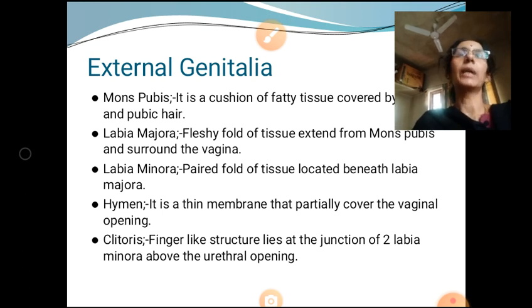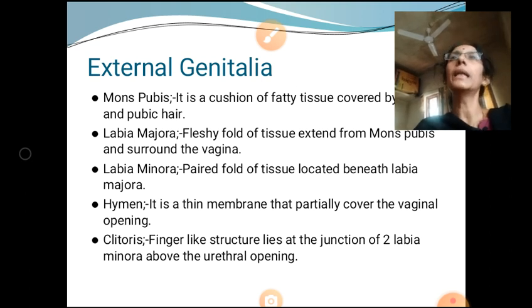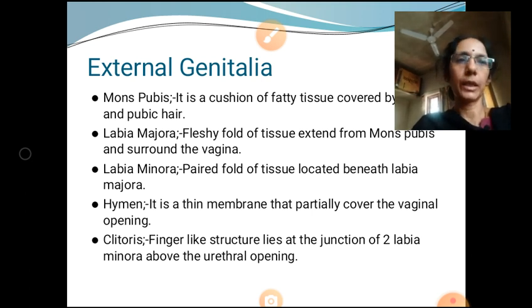Next is the hymen. What is a hymen? It is a very delicate thin membrane that partially covers the opening of the vagina. Sometimes when a female is doing physical activities, exercise, bicycle riding or horse riding, there are possibilities for the hymen to rupture. So the presence or absence of hymen cannot decide the virginity of a female.